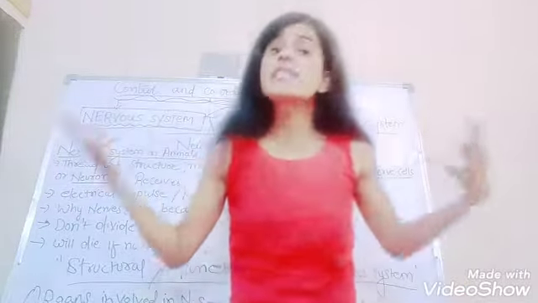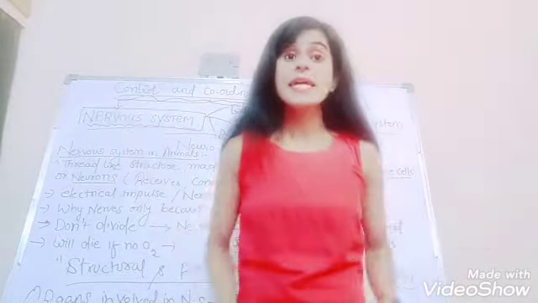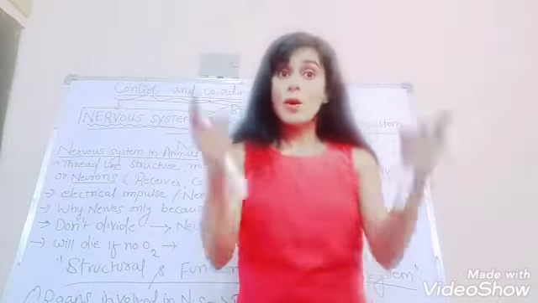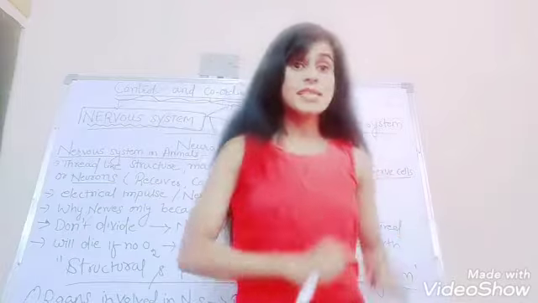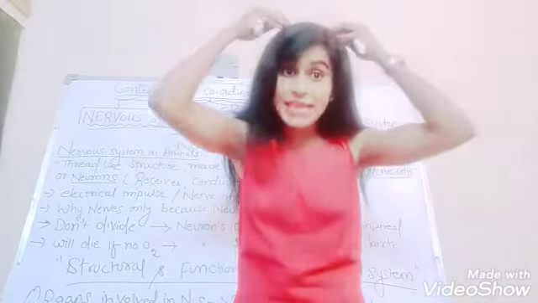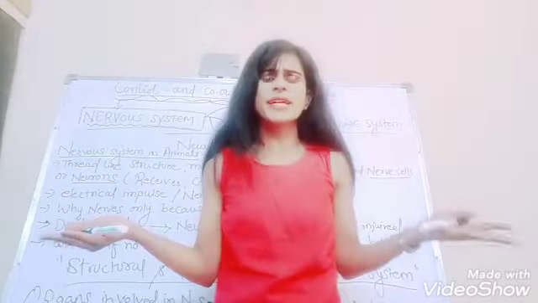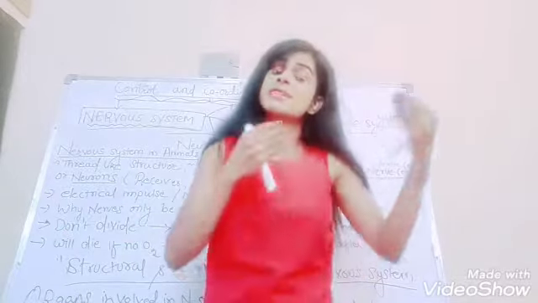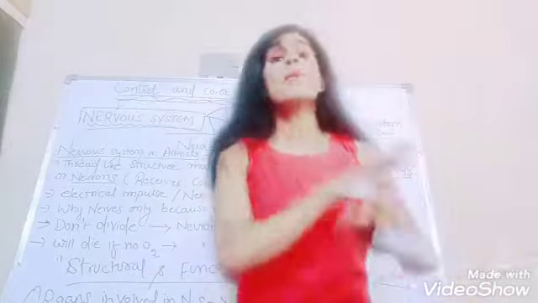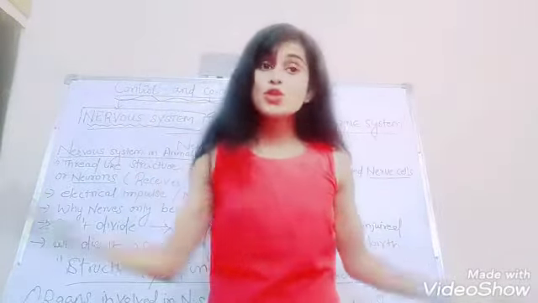So what are these nerves, guys? Can anyone tell me what these nerves are? These nerves are nothing but a thread-like structure. Nerves are thread-like structures present throughout our body from head till toe. How do nerves look? It looks just like a thread, guys. First thing clear, it's a thread-like structure present throughout the body from head to toe.